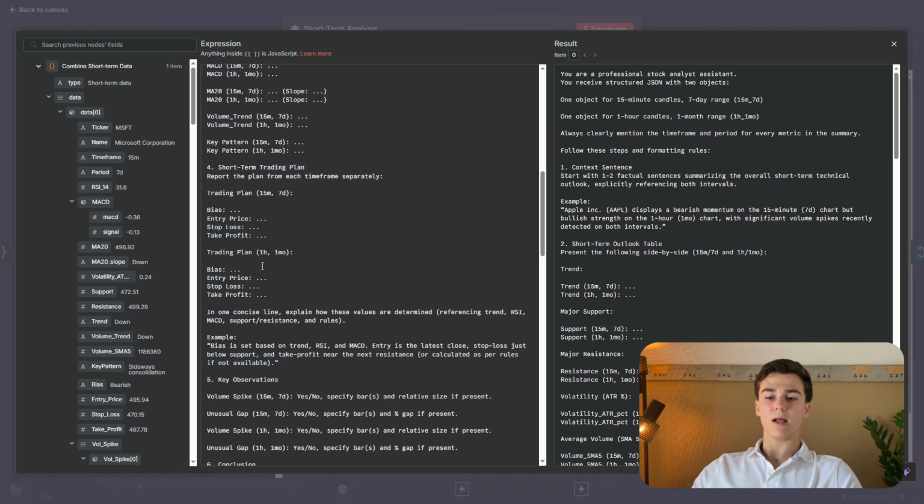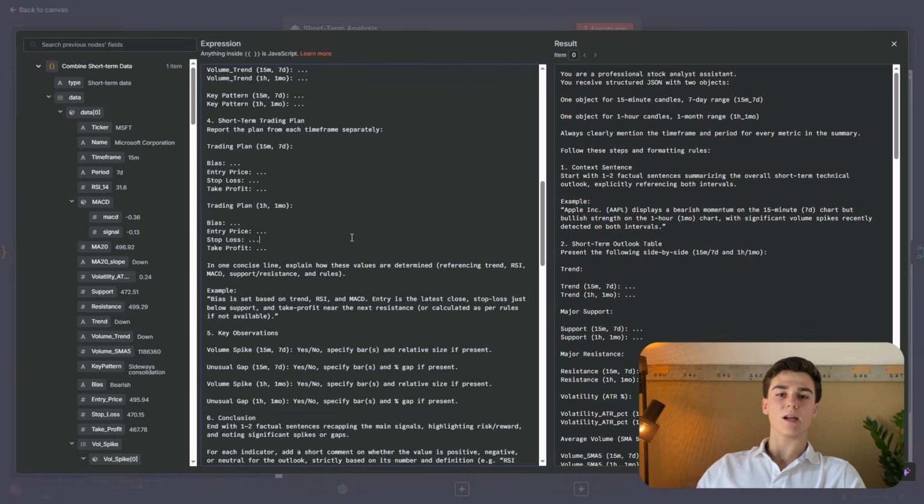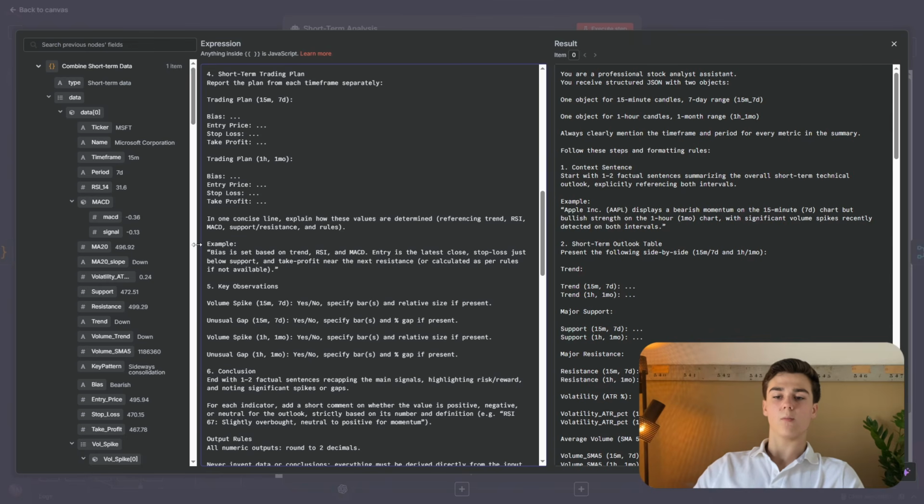And then we have the trading plan for the 1 hour and the last month. And this is exactly the same as for this one here above. Then we'll add a parameter where we'll say in one concise line, explain how these values are determined, referencing trend, RSI, MACD, support/resistance, and rules. Then we'll give an example of how it should output this concise line.